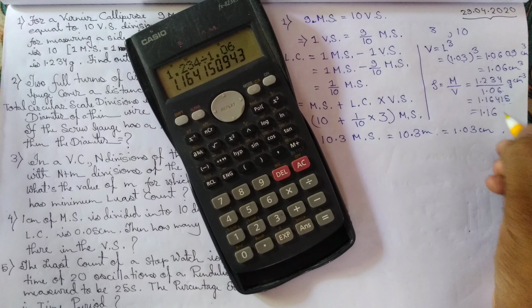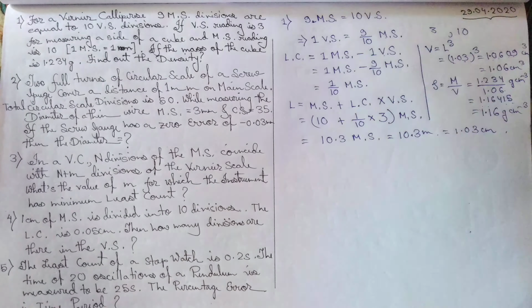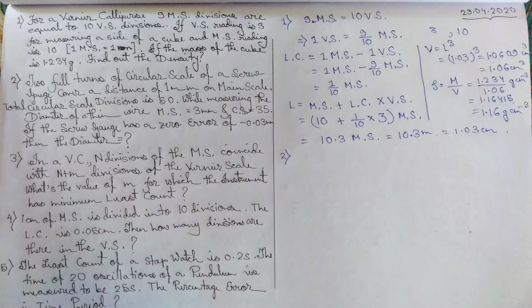So it will be 1.16 gram per centimeter. So that is the result. It's easy. Now come to the next part.